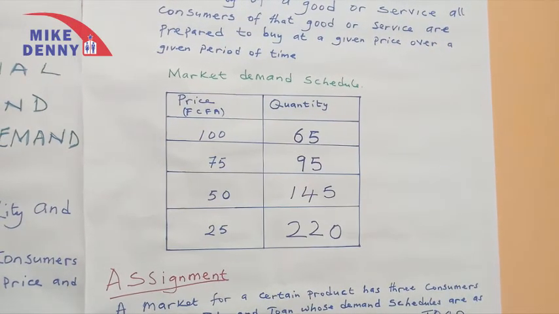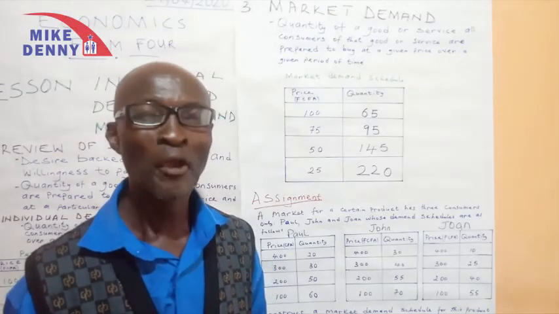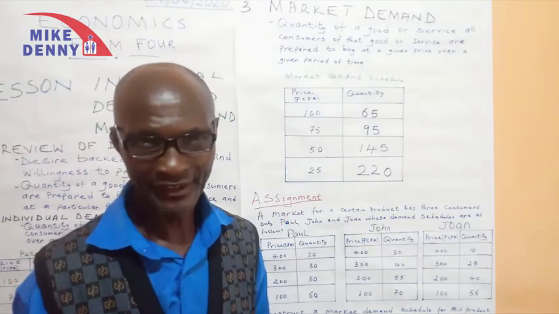So we have come to the end of the lesson. You will remember that the market has so many consumers, and the market demand adds the quantities bought by all the consumers in the market at all prices. We have come to the end of the lesson today.